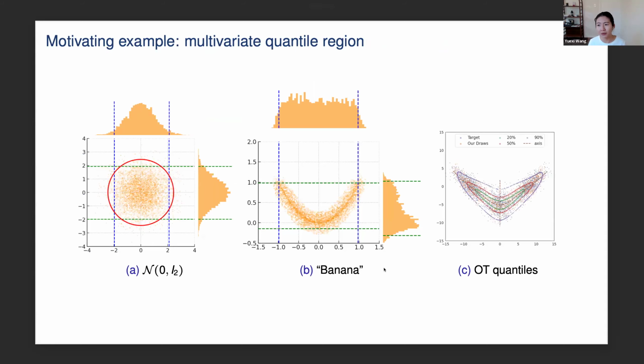And here is a motivating example on what exactly this rank-preserving property means. So let's visit a question: say you want to construct a credible region for a multivariate distribution. What we usually do is look at the marginal distributions. Say if I have a bivariate distribution, I look at the marginals and draw the 95% credible intervals along each axis. And this will give me a box region that captures a majority of the probability mass.